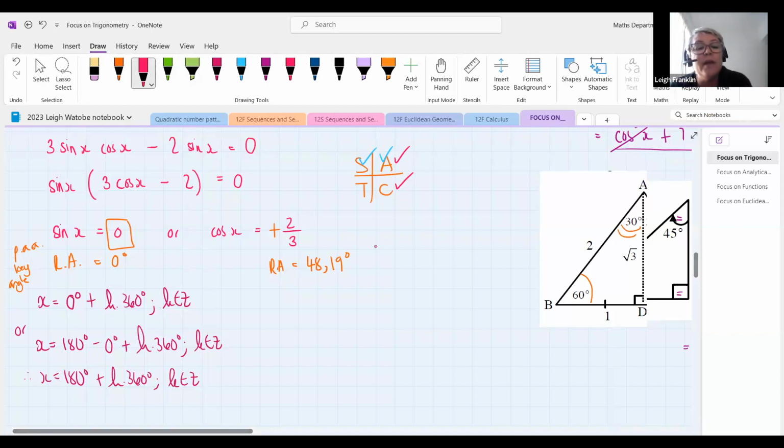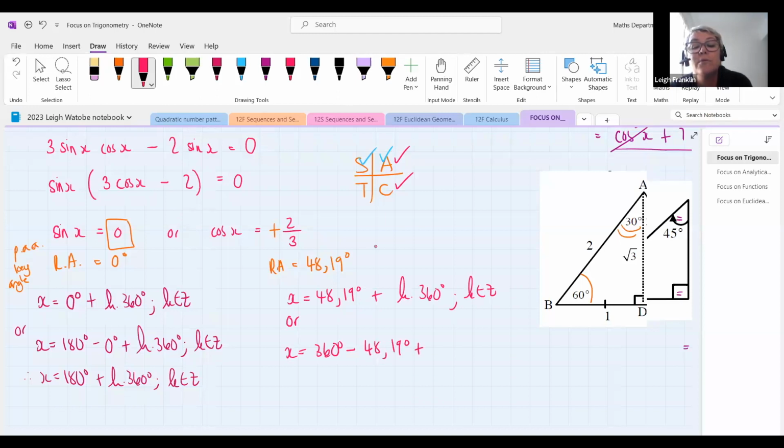So here we would say x equals, in quadrant 1, our PAA plus k times 360. And in quadrant 4, we would have 360 minus the PAA, which would give us a final answer of 311,81. That's it.